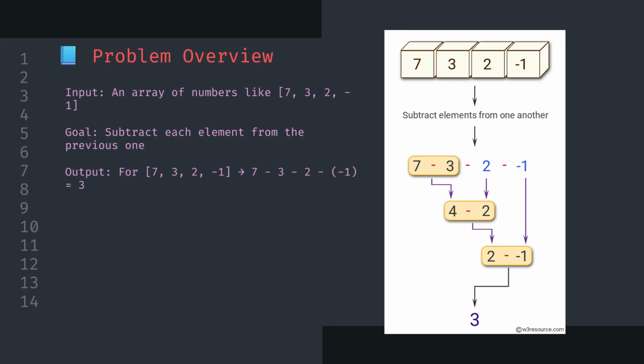Let's break this down with an example. Say we have the array 7, 3, 2, and -1. We start with the first number, which is 7. Then we subtract 3, then 2, and finally subtract -1, which is like adding 1. That gives us the final result, which is 3. Now, let's take a look at the code that makes this happen.